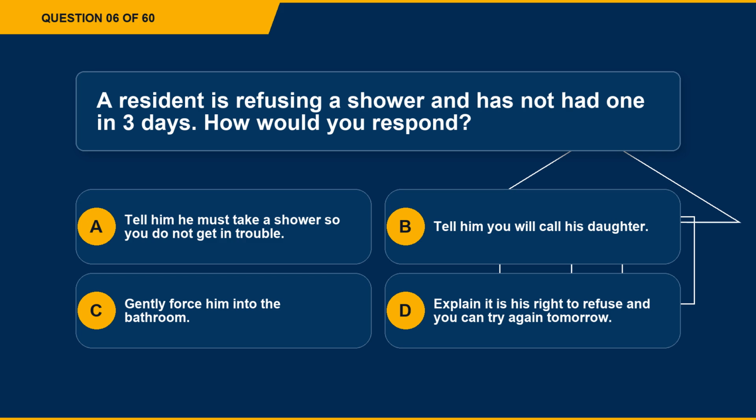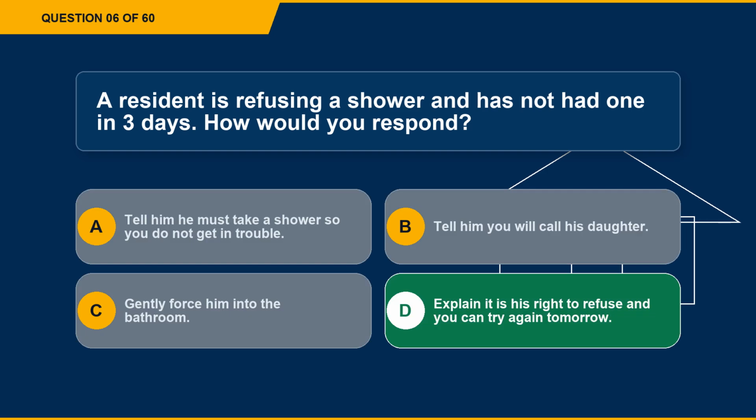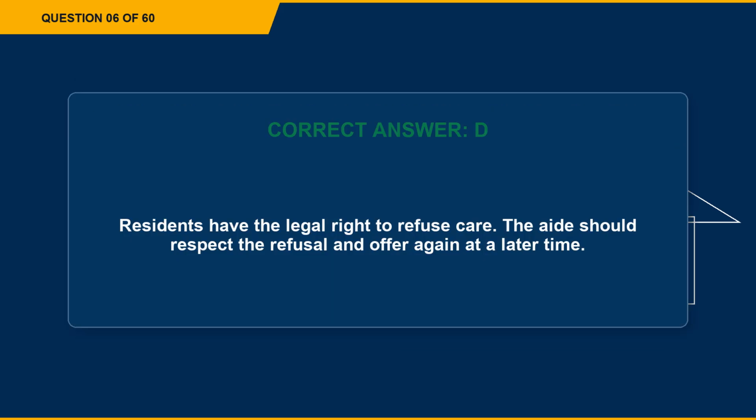Option B, tell him you will call his daughter. Option C, gently force him into the bathroom. Option D, explain it is his right to refuse and you can try again tomorrow. The correct answer is option D, explain it is his right to refuse and you can try again tomorrow. Explanation. Residents have the legal right to refuse care. The aide should respect the refusal and offer again at a later time.